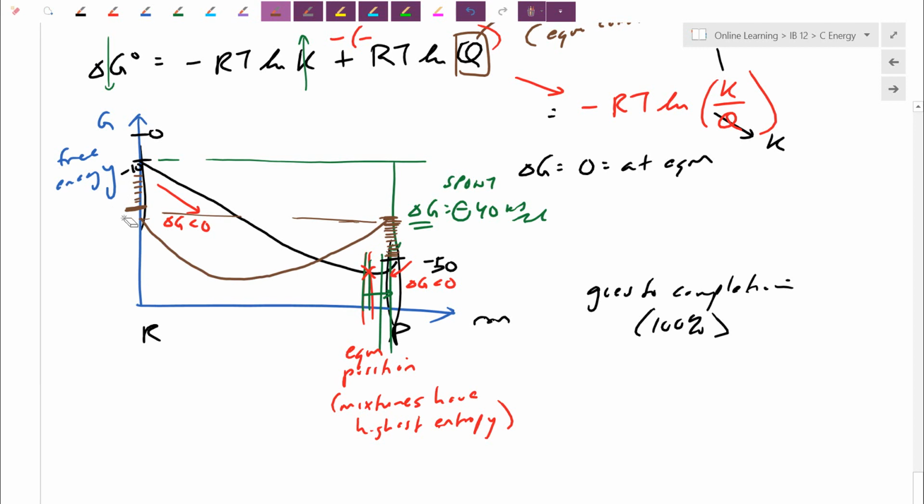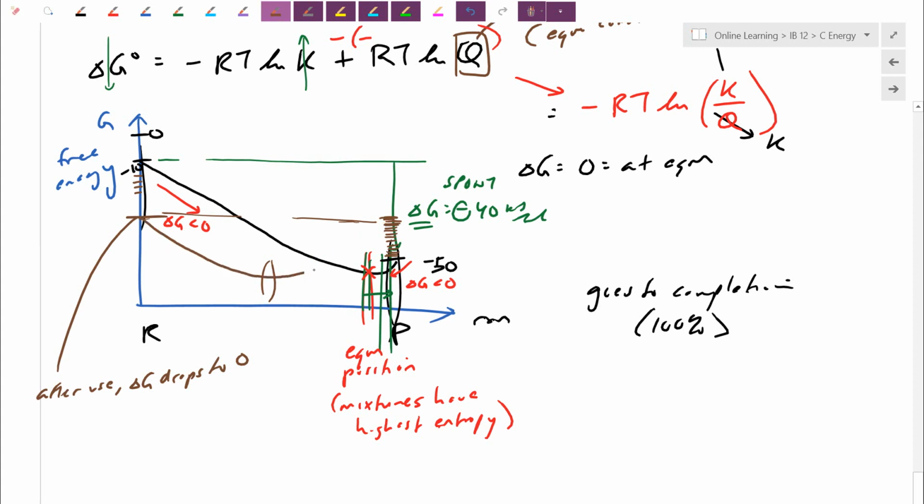And in that case there, in the brown that I'm drawing here, we can say after use, the delta G drops to 0. And when that delta G drops to 0, I don't have as big an impact on this K anymore, pushing it over 100%. We're going to find this equilibrium actually shifts over somewhere in the middle, although not necessarily going to be 50-50 because of the coefficients in the balanced equation.